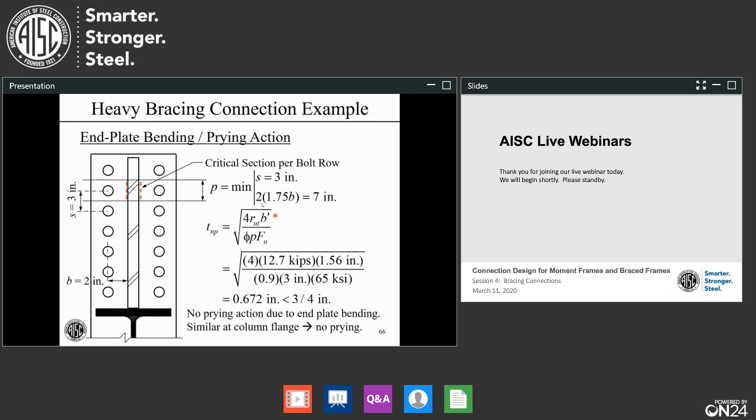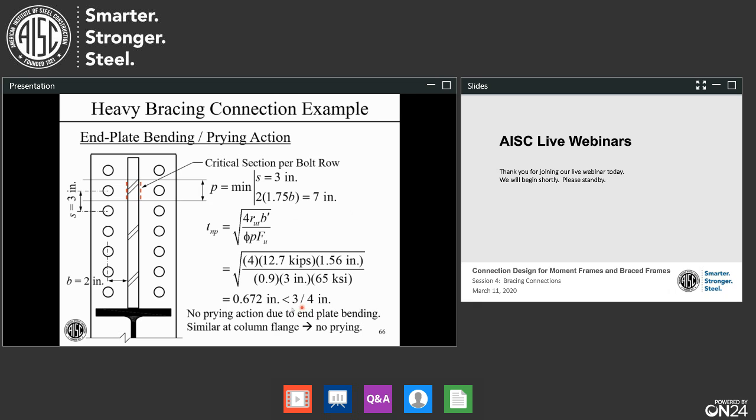All right, so we have all these parameters, so we can go plug these in. The only weird things, I guess, would be that phi is just reminding us this is a bending of the plate type limit state, so phi is 0.9, and we use F sub u, not F sub y. So 65, there's 65 ksi going in here. This is 0.672 inches. Our end plate is thicker than that. So that means there's no prying action due to bending of the end plate.